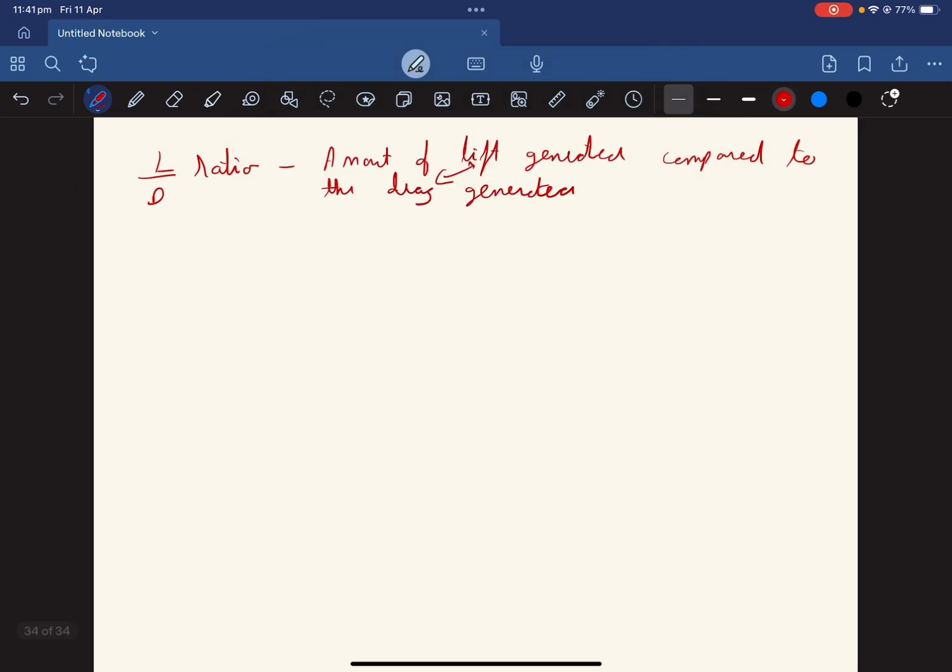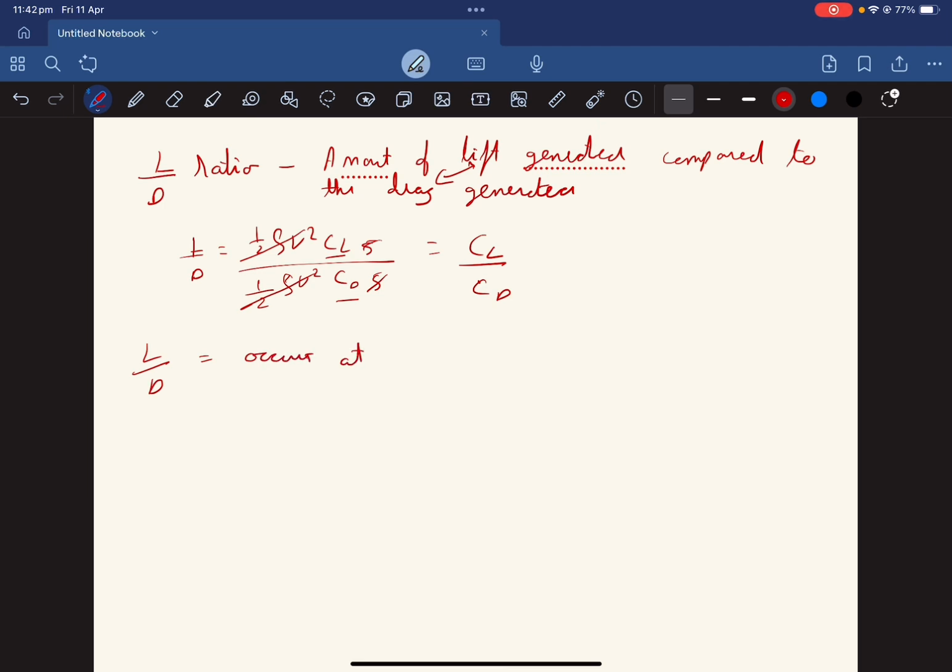Alright, so when talking about L by D, let's see the formula. Lift is half rho v squared C L S, and what's drag? I told you the formula. It's half rho v squared C D S, the coefficient of drag. So everything just cancels out, and it's basically the coefficient of lift over the coefficient of drag. The L by D ratio occurs at a specific CL and angle of attack.